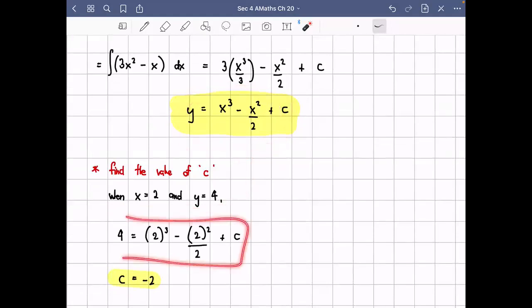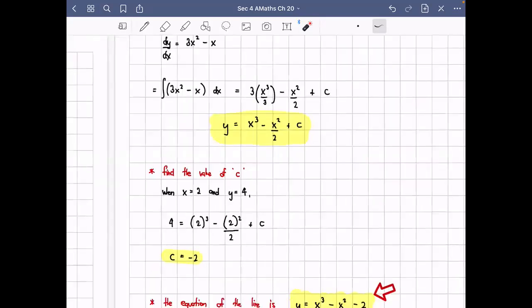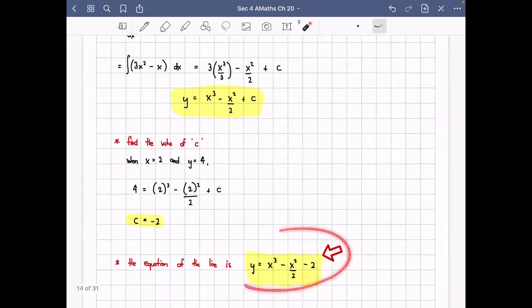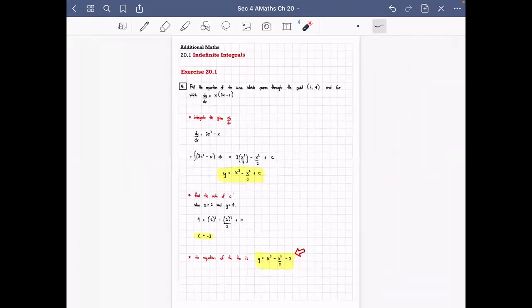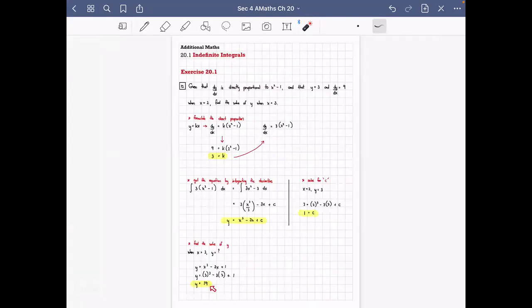That's why you have this. So c here will become negative 2. So again, negative 2. Therefore, your equation for this question is y is equal to x cubed minus x squared over 2 minus 2, which you are all correct. That's number 6. Now, let's go to number 12.